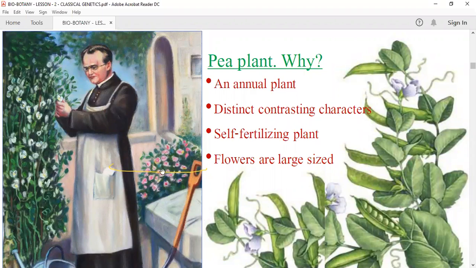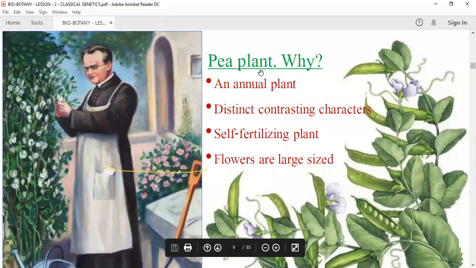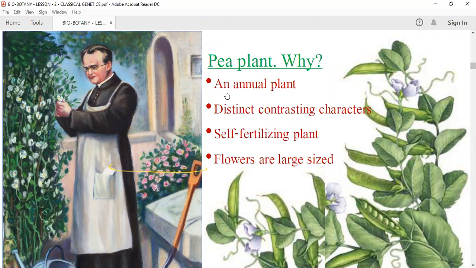Because Pisum sativum is an annual plant. You already know what annual is. The plant will grow, give its yield, and die within 1 year. So that type of plant is called an annual plant. And then distinct contrasting characters: this plant has many contrasting characters. And fourth, it is a self-fertilizing plant.